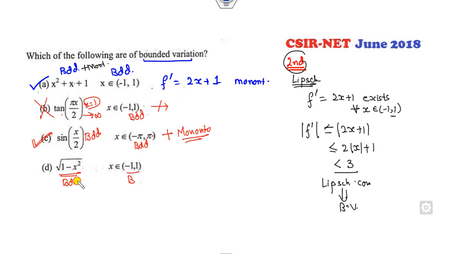It is a bounded function, plus it is also a monotonic function, because if you take the derivative, it will be minus x over 1 minus x square, which is a finite number because it's an open interval. So hence this is also bounded variation. So the right answer is A, C and D are the correct answers.